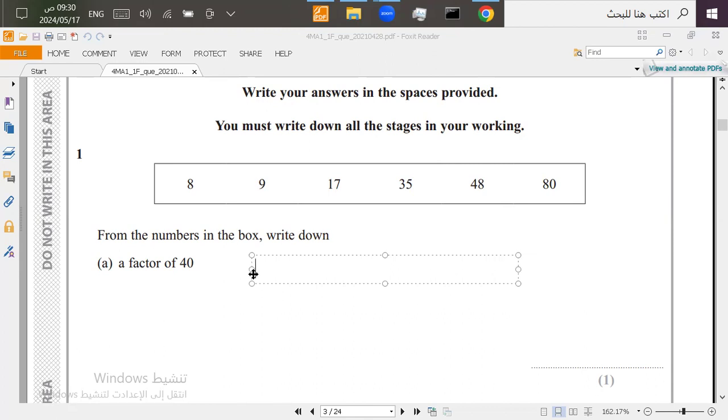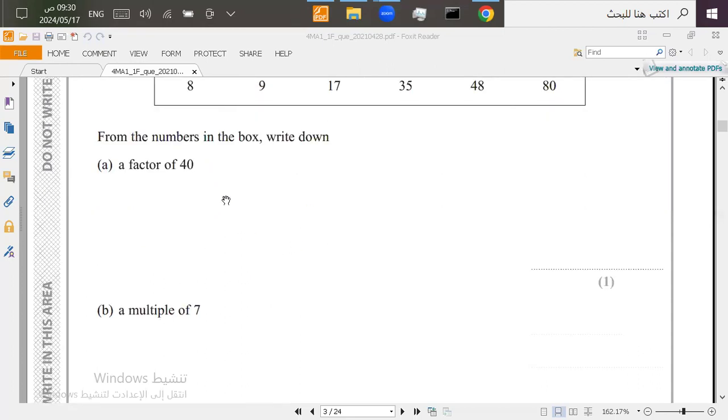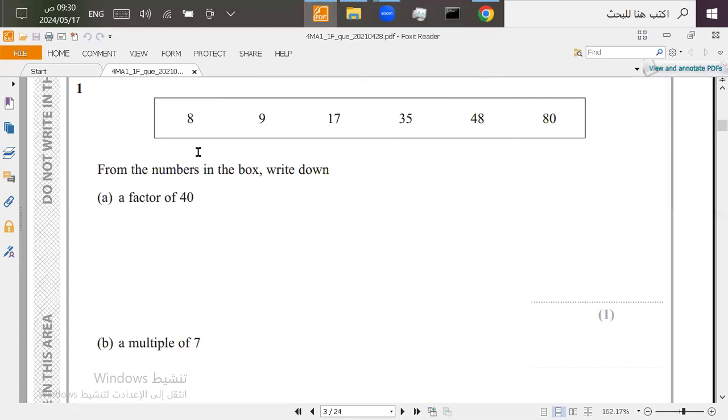So they are what? It's 1 times 40, good. 2 times 20, 3 doesn't work. 4 times 10, and then we have 5 times 8, good. And these are the factors of 40. And one of them is here, so the answer will be 8. So 8 is a factor of 40. Now, let's move on to the next question. So the first one, factor of 40 is 8.